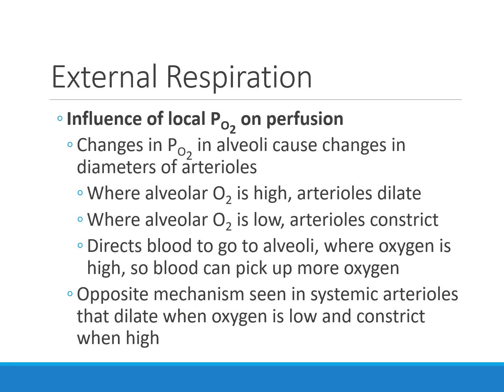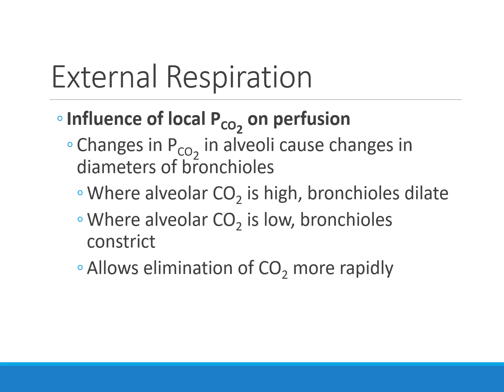What is the influence of the local pressure of oxygen on perfusion? When you have changes in the pressure of oxygen in the alveoli, that causes changes in the diameters of the arterioles. When your alveolar oxygen is high, the arterioles dilate, and when the alveolar oxygen is low, they constrict. That directs the blood to go to the alveoli where the oxygen is high, so the blood can pick up more oxygen. The opposite mechanism is seen in the systemic arterioles that dilate when the oxygen is low and constrict when it's high.